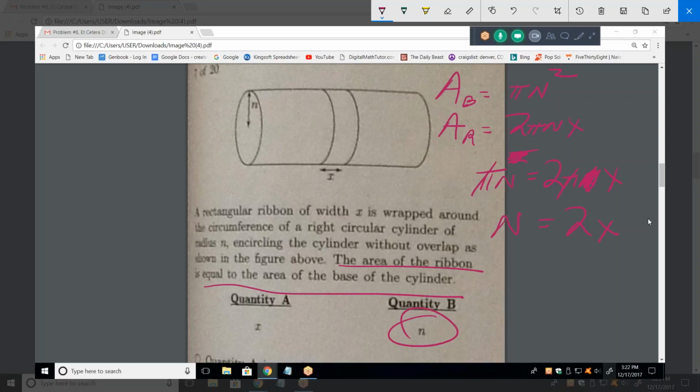Particularly if you can't use a negative number. In other words, if I could use negative numbers and I could let x equal -3, well then n would be -6 and it wouldn't be bigger. It would be smaller. But when you're using objects, dimensions have to be positive. There's no such thing as a negative dimension. So x has to be a positive number, so does n. And as long as they're both positive, then I can use fractions and it won't matter. N will always be greater than x.